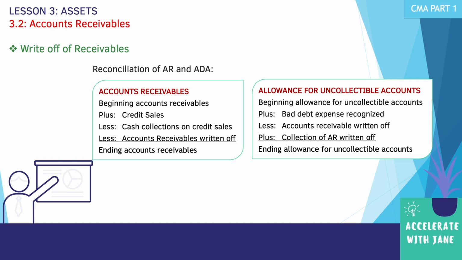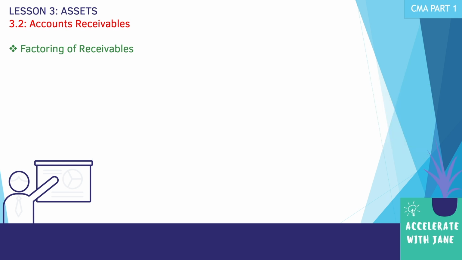So remember in the entry earlier, when we collect AR which has been previously written off, the entry is to debit cash and credit allowance. Since the normal balance of allowance is a credit side, when we credit it, it means it's an addition to the allowance account. Hence, when we complete this, we arrive at the ending balance of the allowance for uncollectible accounts. Now, let me discuss to you the concept of factoring of receivables.